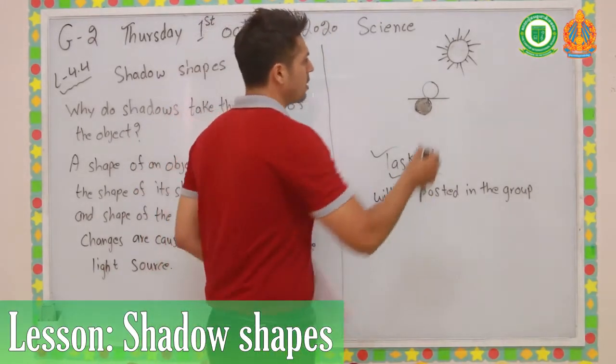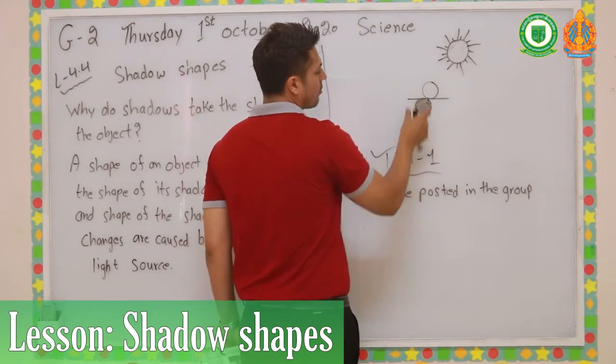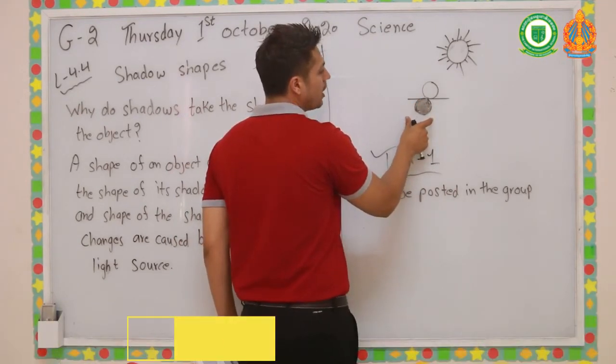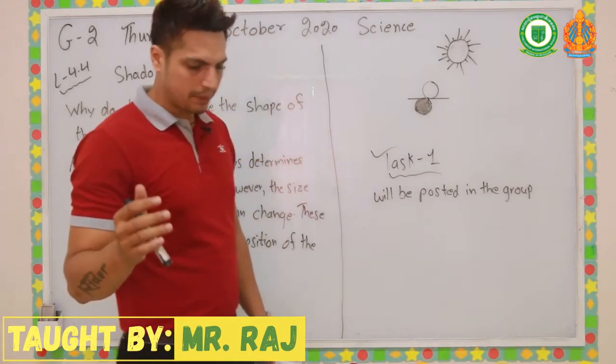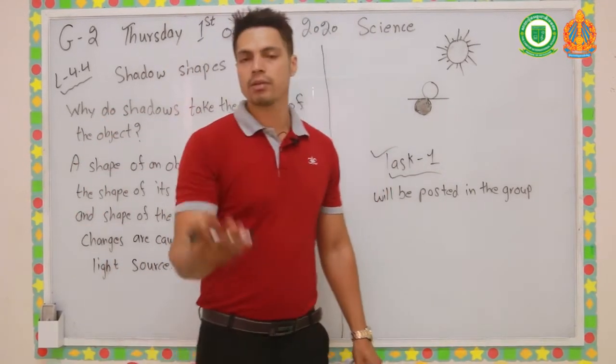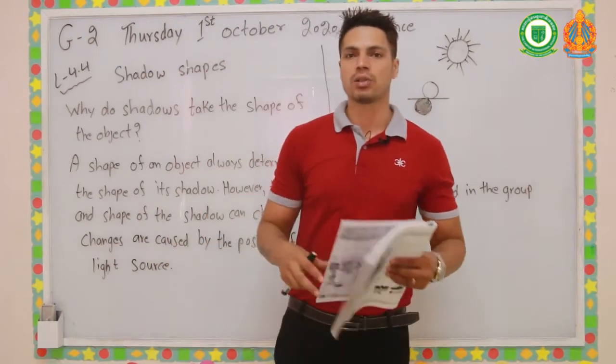As you can see, if the sun is on this side, it will create the shadow on this side. So it will be the same. For example, like our shadow.